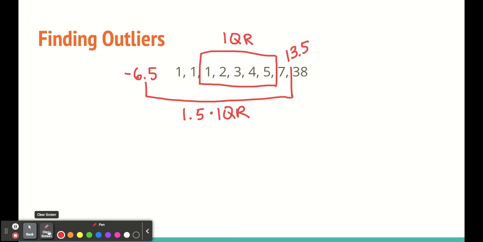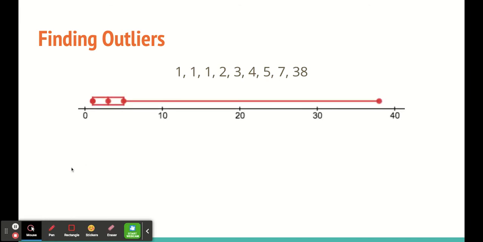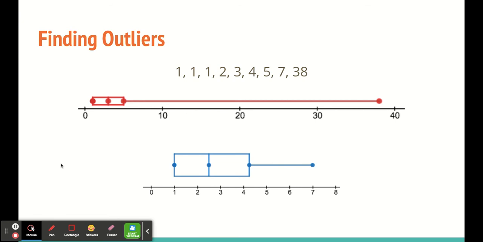We can see how this impacts our data if we look at a comparison of 2 box plots. This first box plot includes the outlier. We can see it gets way stretched out to the right. This second box plot looks much more reasonable and does a better job representing the data because that outlier has been removed. It's no longer impacting the shape of our box plot.